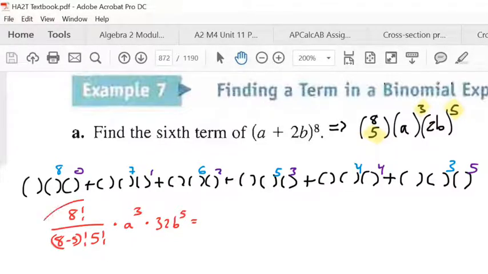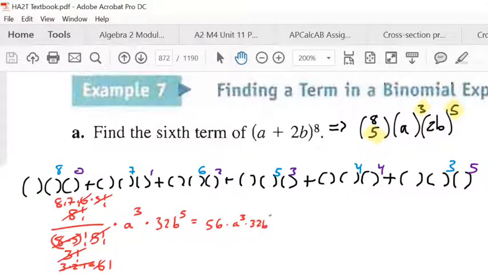All right, so let's simplify this over here. This is going to be a 3. So I have 3 factorial, 5 factorial. On the top, I'm going to go 8 times 7 times 6 times 5 factorial. The 5 factorials cancel out. What is 3 factorial? That's a 6, because 3 times 2 times 1 equals 6. And I can cancel out this 6 and this 6. So now I'm left with the 1 on the bottom and the 8 times 7 on top. What is 8 times 7? 56 times a to the third times 32b to the fifth.